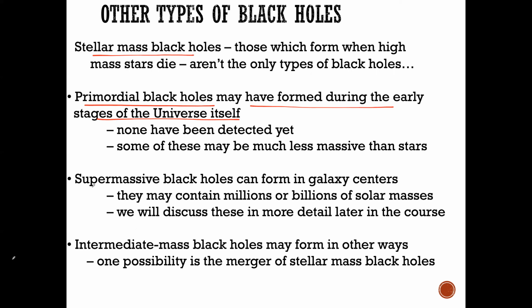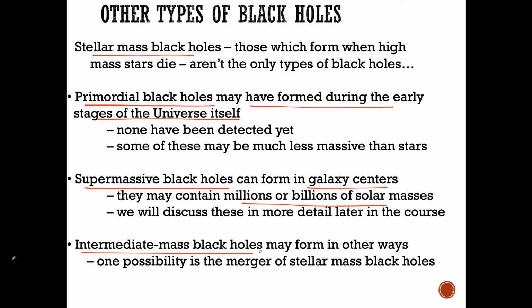And the other type is called supermassive black holes. As I mentioned previously, supermassive black holes are normally located at the centers of galaxies, right? And these black holes may contain millions or billions of solar masses. So they are very huge in terms of their masses, and that's why they are called supermassive black holes.